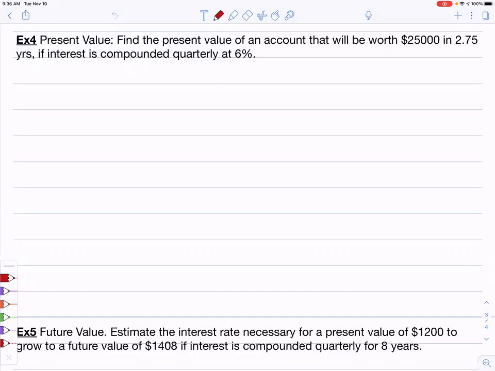So first I divided the 1 minus 0.015 to the round power, which is like some decimal number, like 0.84. And I divided that by the 25,000. So just to clarify, the equation I started with was 25,000 equals P parentheses 1 plus 0.06 over 4 parentheses to the fourth power times 2.75. Yeah. Which shouldn't that be 11, right? Yeah.